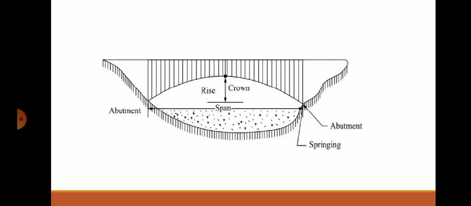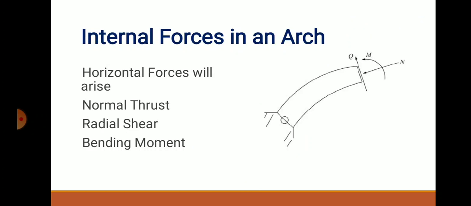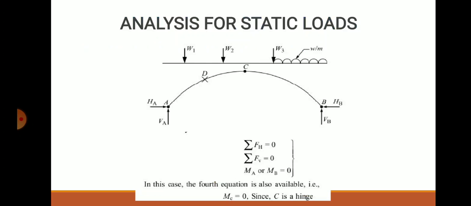So, these are the components of an arch which were discussed in the previous session. Span, the distance between the two springs, two end supports, is called the span, and the height, the crown peak point, is called the crown point, and that is the rise. The horizontal forces will develop in an arch, due to which the normal thrust, radial shear and bending moment will also have their own effect.